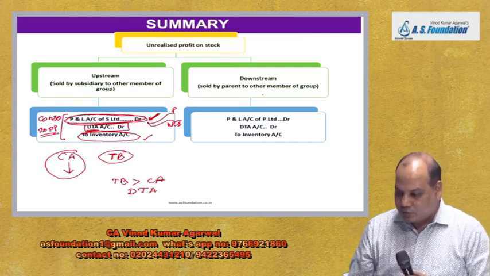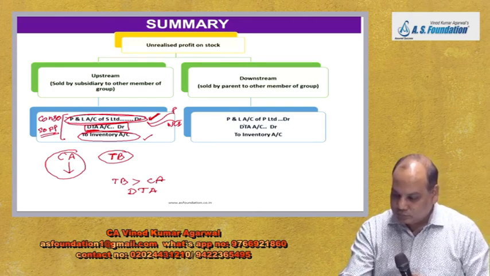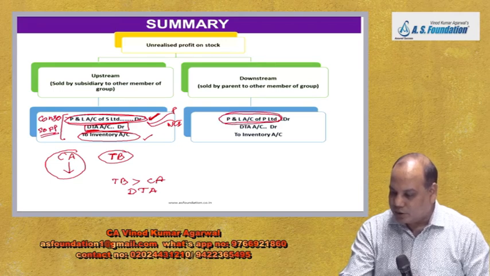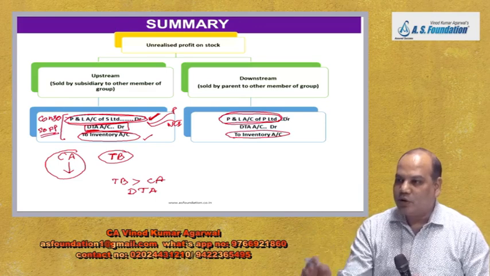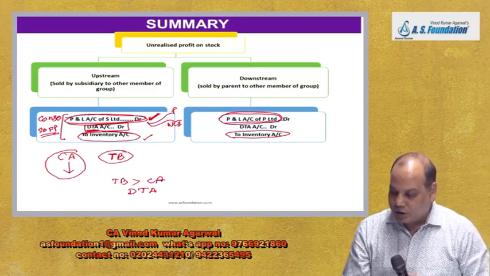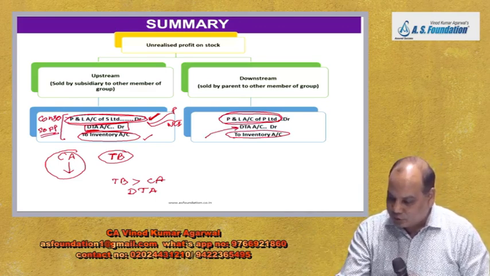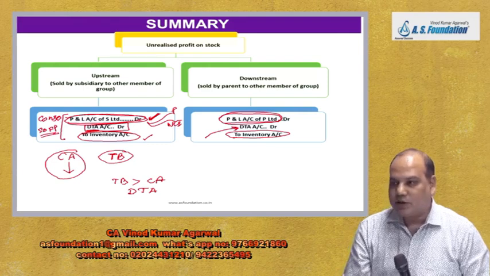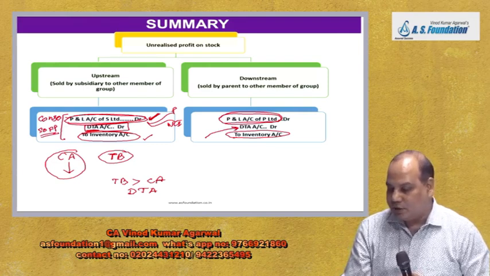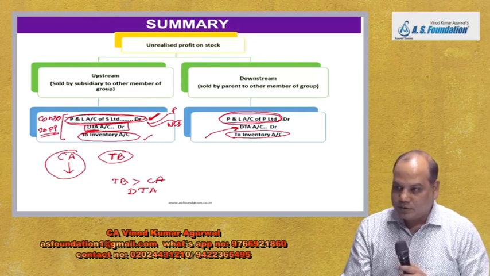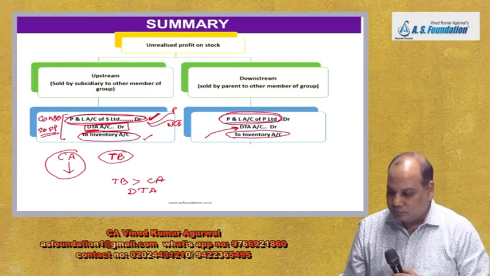And if it is a downstream transaction, profit and loss of parent debit means reduce it from here to inventory. So NCI will not get affected. And again, in some question which we are going to solve, they may give tax adjustment also. So deferred tax asset account debit. Is it right?